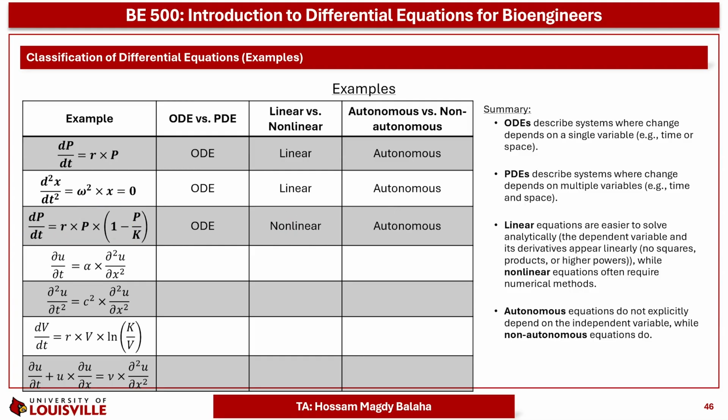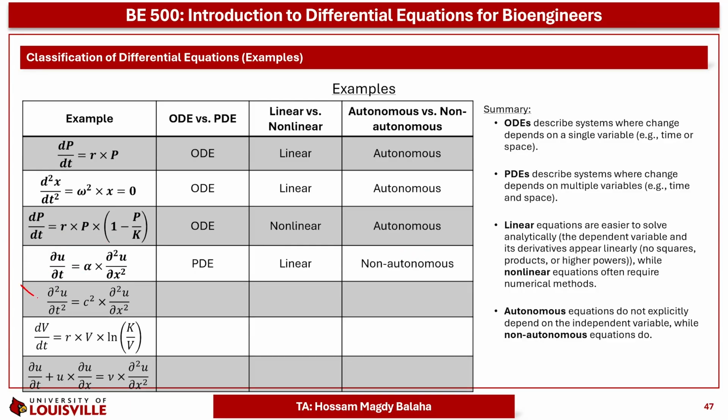The fourth equation is a partial derivative of two variables, du by dt and du by dx. So we have two variables, t and x. In this case, it will be partial, and it's not raised to any power, so it will be linear. And here, to determine if it's autonomous or not, we need to check if there is a dependence on the variable t or not. This function explicitly depends on the variable t, so it will be non-autonomous.